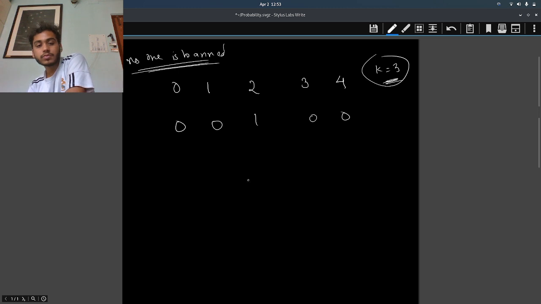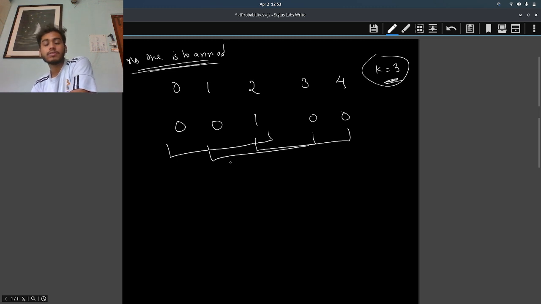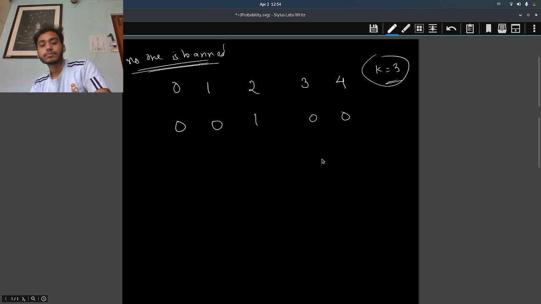What does k equal to 3 mean? We can select any subarray of length 3 and reverse it. Let's say 1 0 0 can be formed, or 0 1 0, or 0 0 1. If we reverse this subarray of length k, then it will be 1 0 0. If we reverse this one, it will still be 0 1 0. And if we reverse this one, then it will be 0 0 1, right?